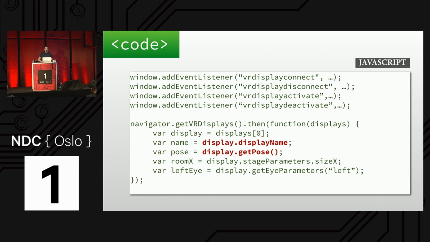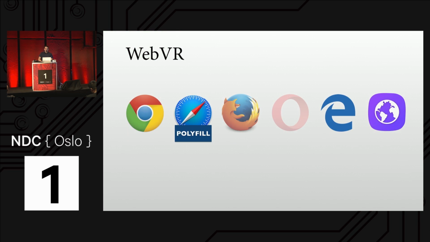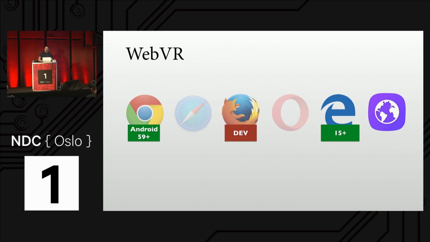I already mentioned this. So the API today is available on Android from version 59. It's also available on Firefox in the developer edition version. Okay, so it's not in the final stable version. And on Edge from version 15, not on the HoloLens. And it's like a mystery why it's not on the HoloLens yet. And also on the Samsung Internet Browser, that API.